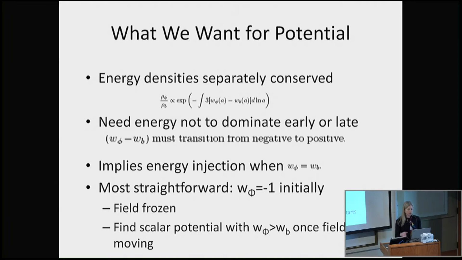Because you could start off with W phi just -1, which is to say start off with your field frozen and then have it roll down. And as long as W phi is greater than WB, where WB is the background W, then it will have the desired property and you'll get rid of it. Of course, you have to get rid of it quickly enough, but this is a minimal thing. And again, notice here I'm assuming some sort of constant W.